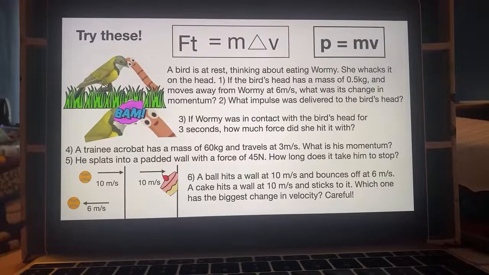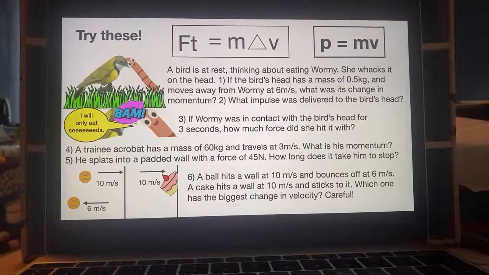So a bird is at rest, thinking about eating wormy. She whacks it on the head. So basically, the bird's head is the thing that has just had a force applied. It's got a mass of 0.5 kilograms, and it's moving. It was still, and now it's moving at 6 meters per second. So what is its change in momentum?